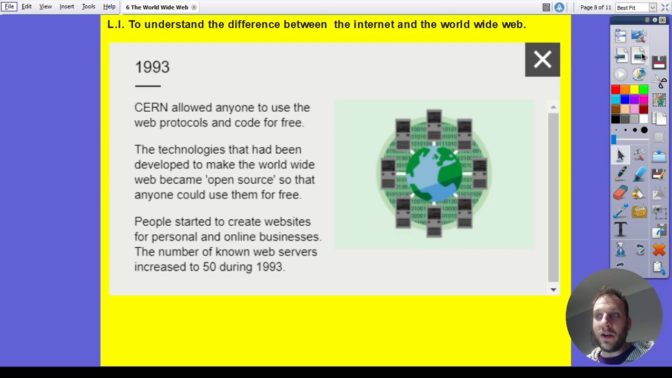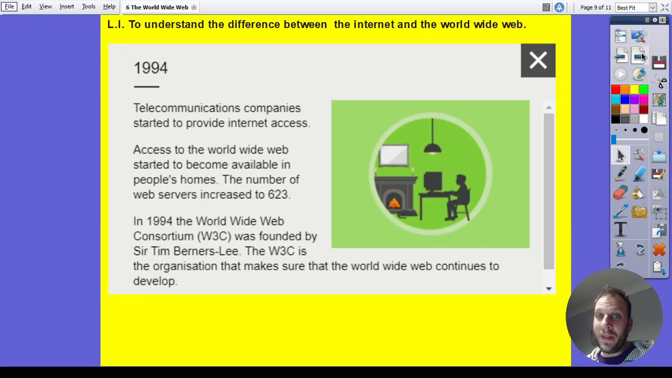And then a year later, in 1993, CERN allowed anyone to use the web protocols and code for free. The technologies that had been developed to make the World Wide Web became open source, so free that anyone could use them. People started to create websites for personal and online businesses. The number of known web servers increased to 50 in 1993. And then in 1994, telecommunications companies started to provide internet access. Access to the World Wide Web became available in people's homes, and the number of web servers increased to 623.